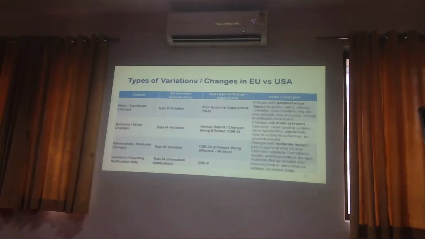Moderate variation. So why is it moderate? See, for any kind of variation, you have to give the data which is part of your CTD, like your process validation, your stability, and everything. So imagine if I just change the batch size by tenfold, and if I evaluate it as a major change, then I have to generate 3 batches of data, do the process validation, keep it on stability, and wait for my approval. That means those 3 batches are lost. You can't commercialize them, right? So all that money goes waste.